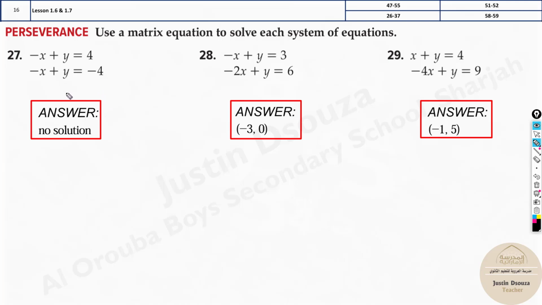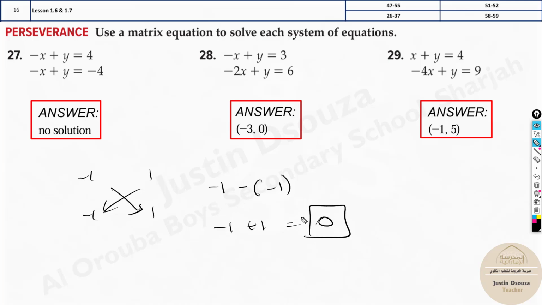And also you can try it from the matrix, I mean the determinant. Let's look over here. It's minus 1, 1, minus 1, 1. Let's find the matrix determinant. Sorry, I'm getting confused. It's minus 1 times 1 is minus 1, minus of, again, minus 1 times 1 is 1. So here what happens is it's negative 1 plus 1, 0.